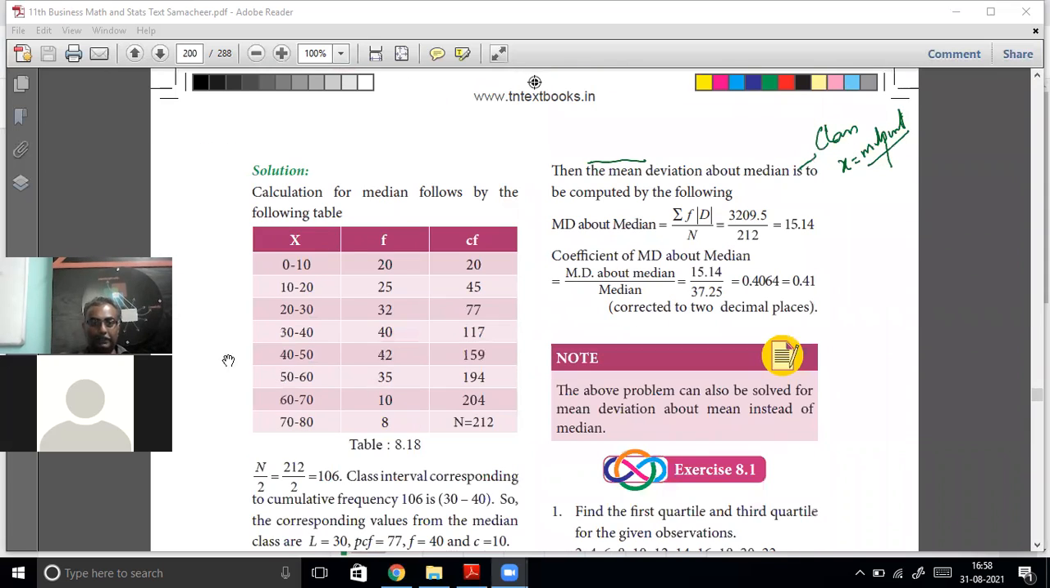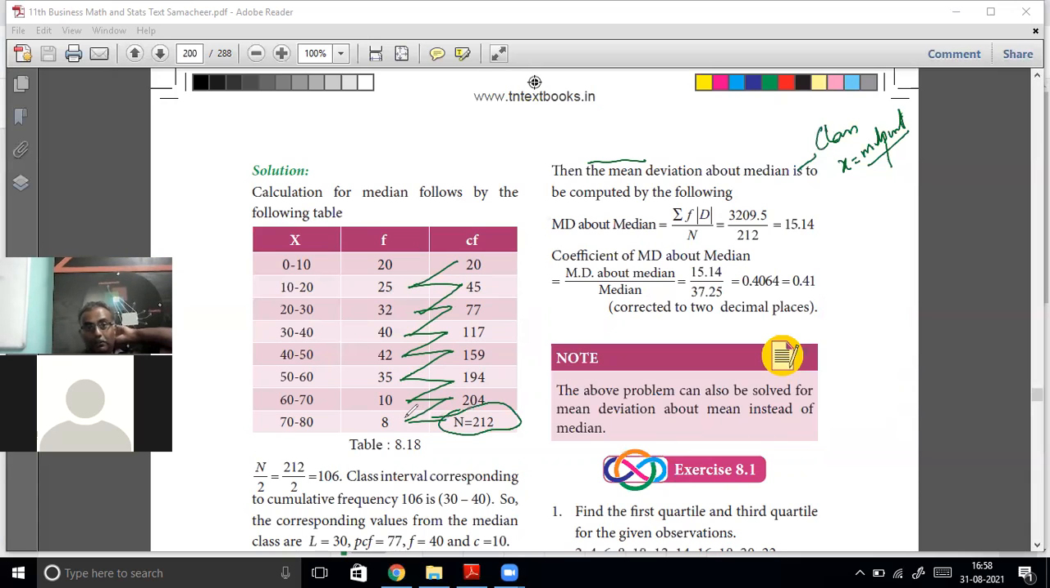Okay, class data is given: 0 to 10, 10 to 20, 30 to 40, all of that you put vertically. And then you start doing cumulative frequency. 20 plus nothing, 20. Then 20 plus 25, 45. 45 plus 32, 77. 77 plus 40, 117. Plus 42, 159. Plus 35, 194. Plus 10, 204. Plus 8, 212. So n is equal to 212.